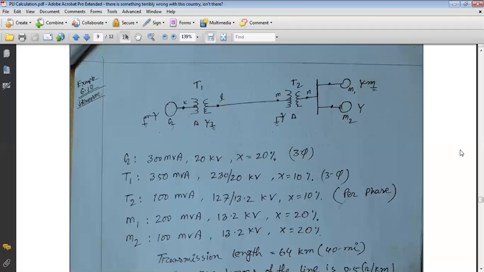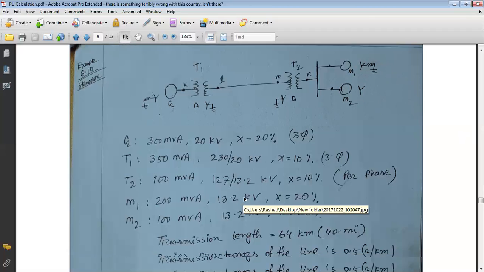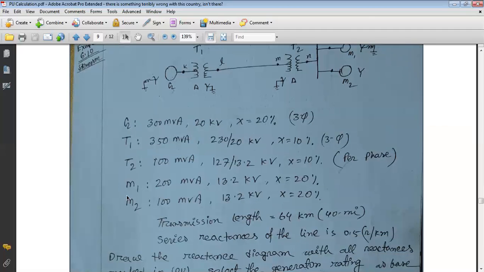Now for this one-line diagram, the ratings of all devices are listed here, and for these power and voltage ratings, their per unit reactances are also given. For example, the generator rating is 300 MVA, that is the power rating. The voltage rating is 20 kilovolt. Based on this rating, the reactance is 20%, that is, the per unit reactance value is 0.20. So this is the three-phase generator.